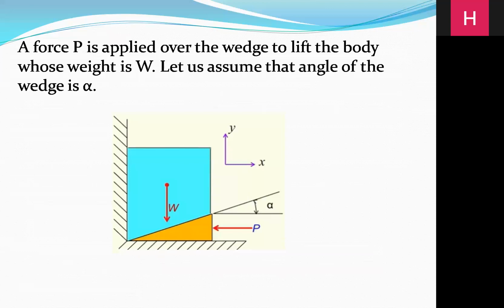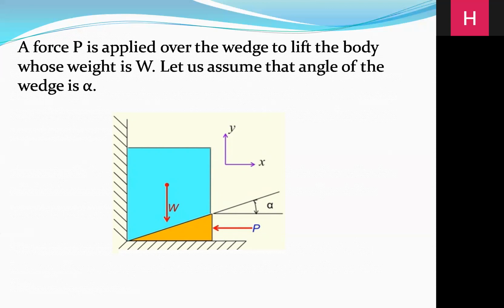This is the figure we have taken. The yellow shaded part is the wedge, and the blue shaded part is the body. We have taken the weight load. A force P is applied over the wedge to lift the body whose weight is W. Let us assume that the angle of the wedge is alpha. Here, P is the force applied to the wedge, as you can see from the arrow mark.